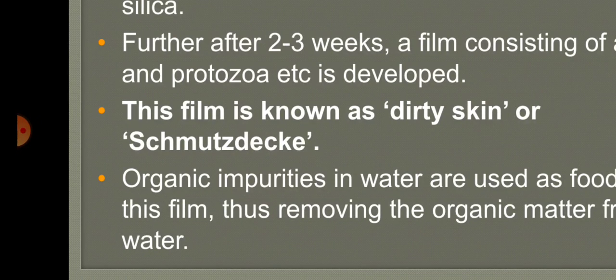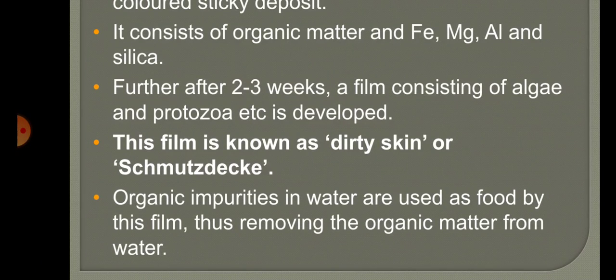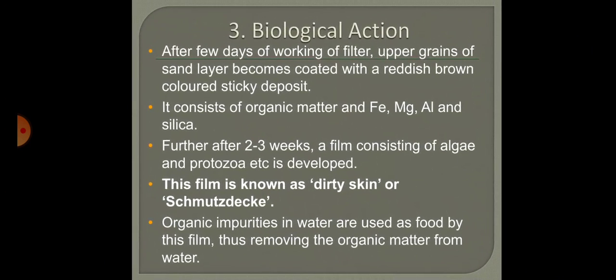This film will act as an extremely fine meshed straining mat. So the dirty skin will act as a very fine mesh which can strain the water. The organic impurities that are present in the water are used as food by this film, and thus we can say that the organic matter will also be removed from the water. So this is a biological action.